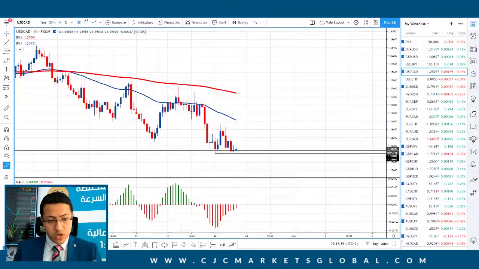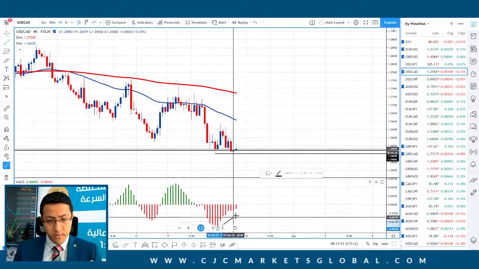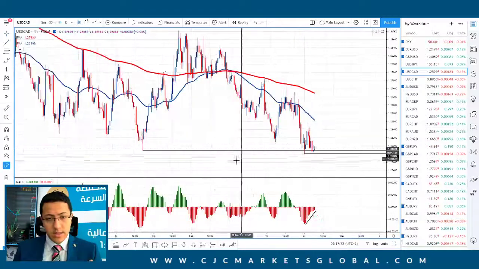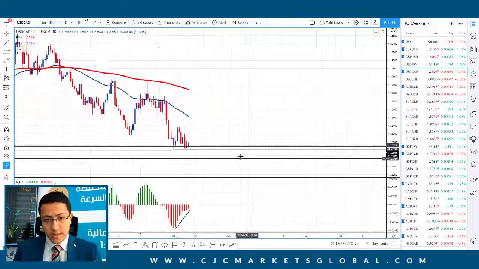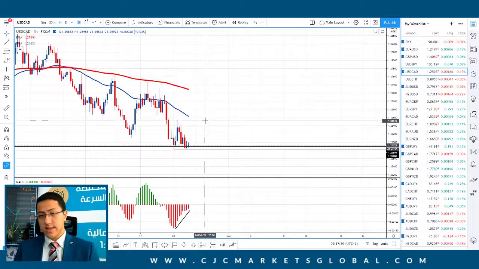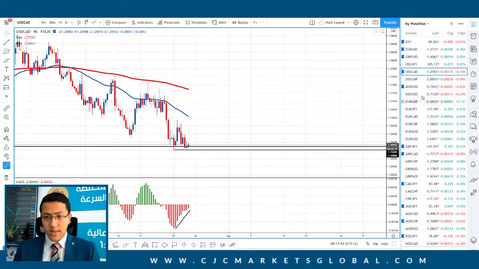We're having a bullish divergence from here, and this is a very key level on the dollar CAD. So what we are expecting is a move to the upside on the dollar Canadian. So the total overview for the markets today is we're expecting some positive moves on the dollar index, all along with the major currencies. And that's for the day.